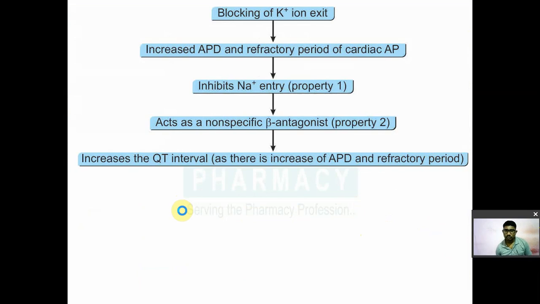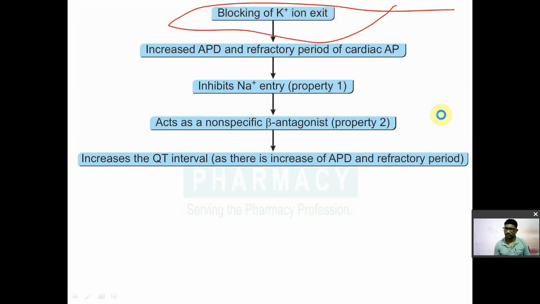Now, the mechanism of action of amiodarone. It is a potassium channel blocker. It will block the potassium ion channel and prevent the leakage of potassium ions. So the effective refractory period is prolonged, and it will prolong phase 4 of repolarization.